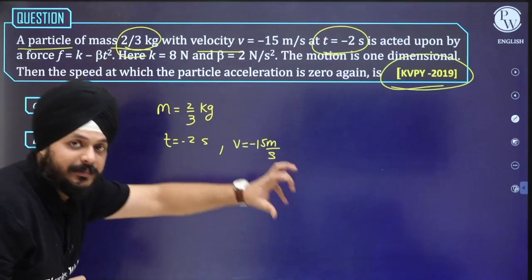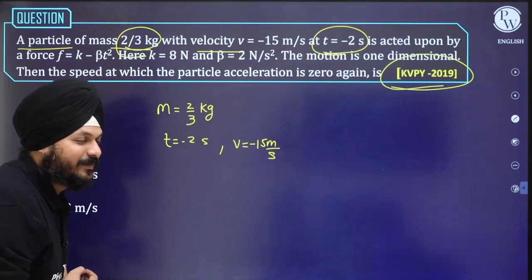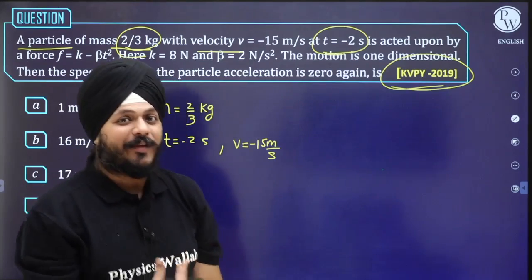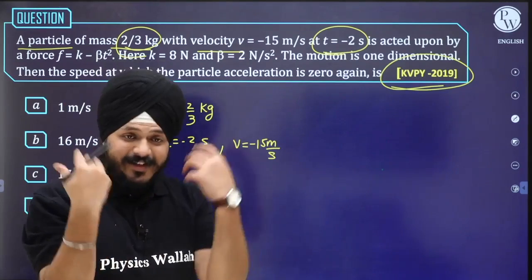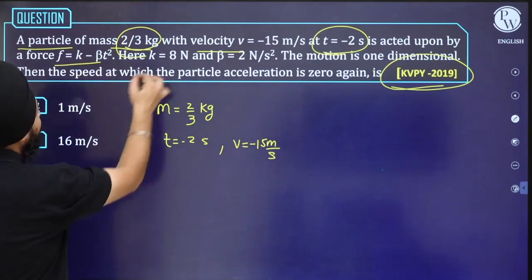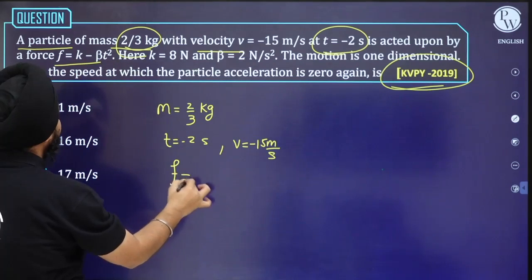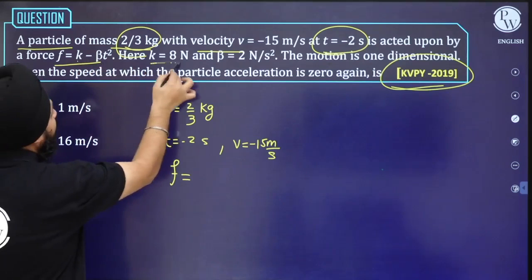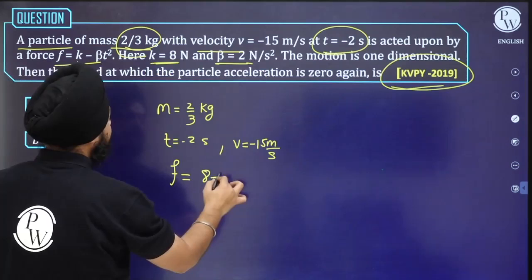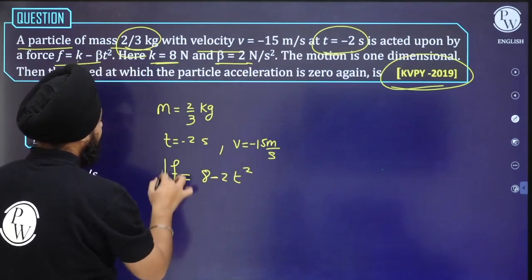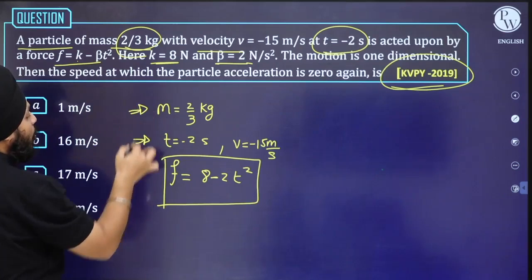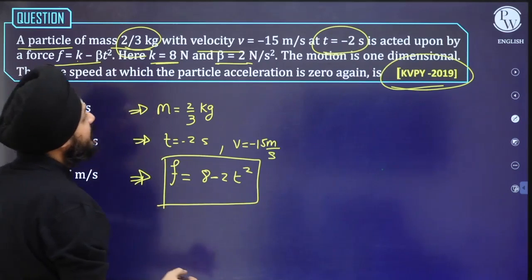See, now here comes force, right? We can't avoid it. We have to be dynamic. We can't be static. Yes, that's a perfect word. We have to be dynamic. So here the force is changing, right? F is equal to k minus bt square. Values are given. I'm directly replacing all of those values: 8 minus 2t square. This is how the value of the force is getting changed, right?